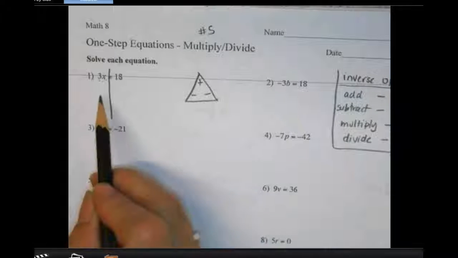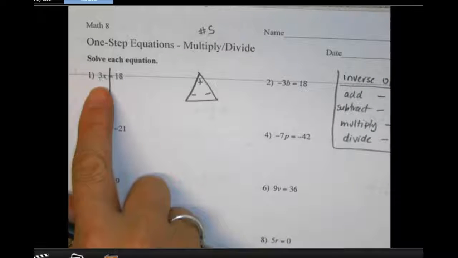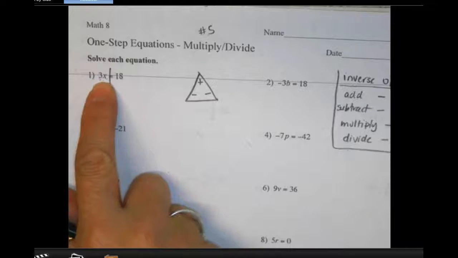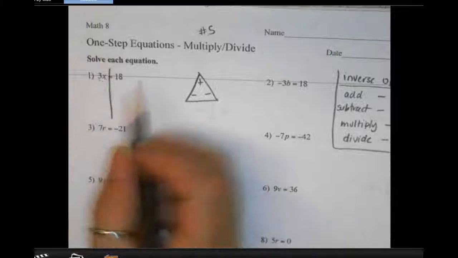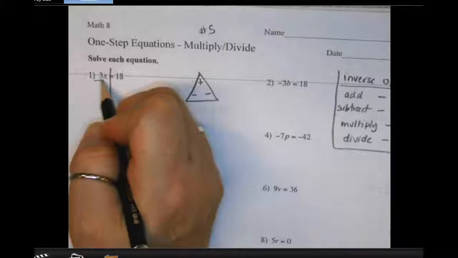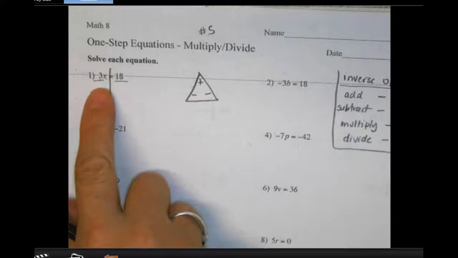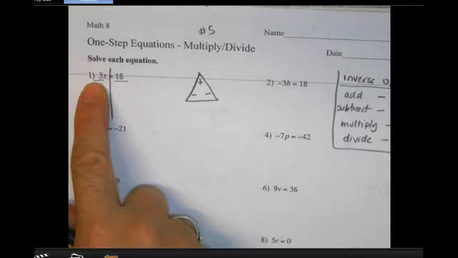So let's go back to problem number 1 there. Okay, this says 3 times x. So what did I say the inverse operation of multiplication was? Divide, right? So I'm actually going to divide both sides. I'm going to divide both sides by the coefficient of x, or the number that is in front of x.